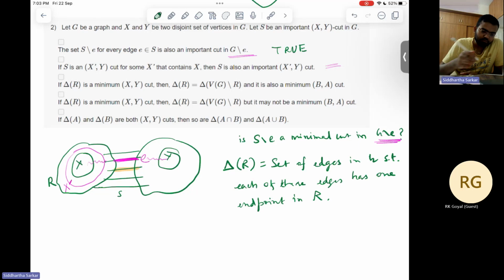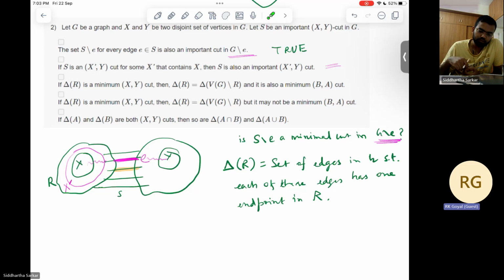So this is similar to being a cut. Consider this is R. So delta R is all the edges which are going out of R. One endpoint is in R, the other endpoint is outside of R. So these are the cut edges basically.